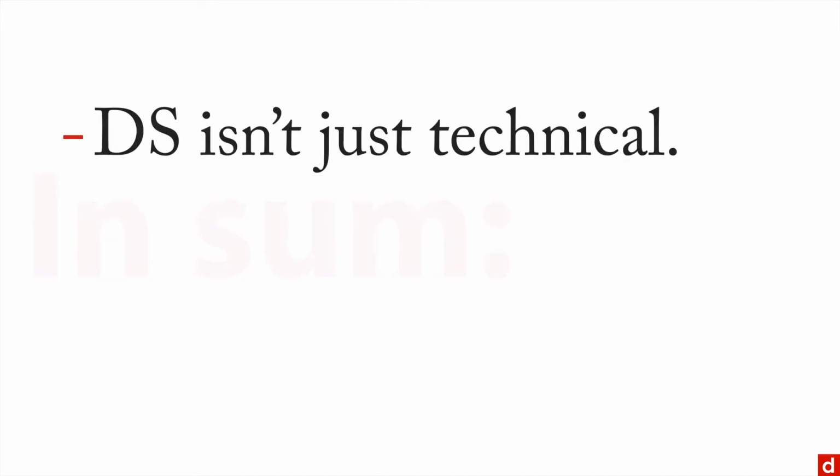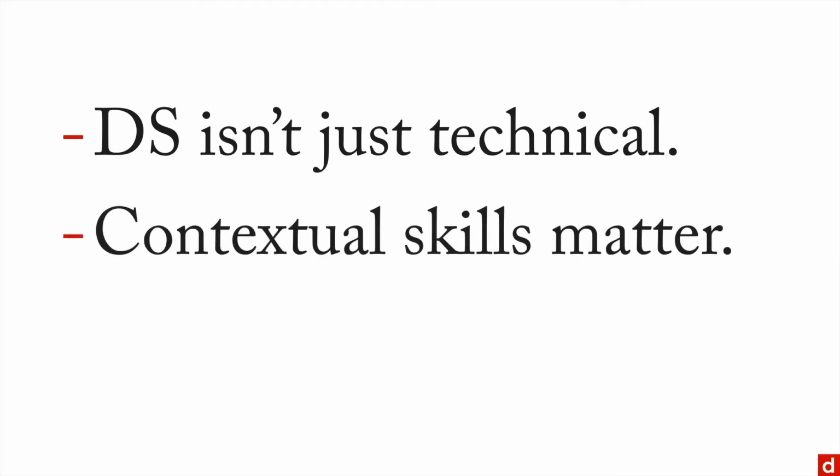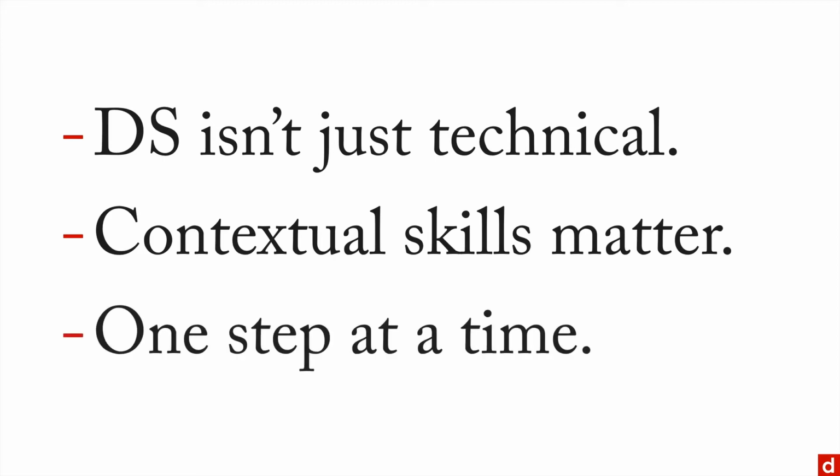And in sum, what we get from this is three things. First, data science isn't just a technical field. It's not just coding. Things like planning and presenting and implementing are just as important. Also, contextual skills, knowing how it works in a particular field, knowing how it will be implemented, those skills matter as well. And then, as you got from this whole thing, there's a lot of things to do. And if you go one step at a time, there'll be less backtracking and you'll ultimately be more productive in your data science projects.